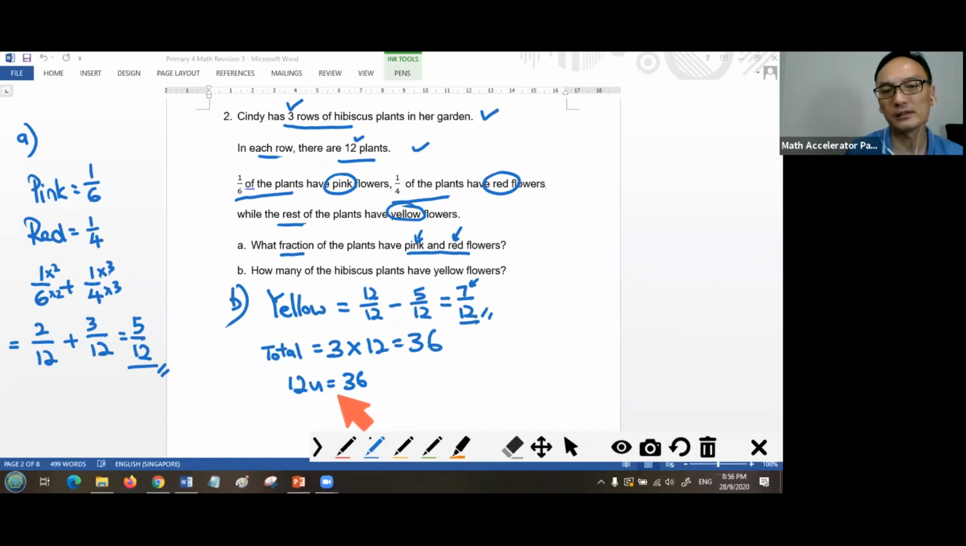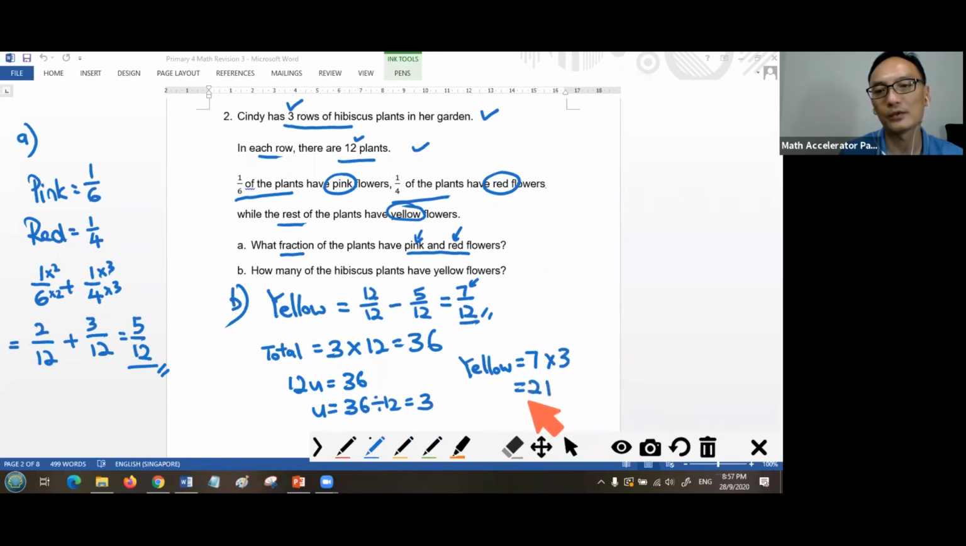So if 12 units is 36, 1 unit is equal to 36 divided by 12. And what do we get? Yes, we get 3. So after that, to find yellow, yellow is 7 units out of 12, right? So I just write the word yellow. It will be 7 times 3, and we end up getting 21 flowers, right? So the answer for B will be 21.